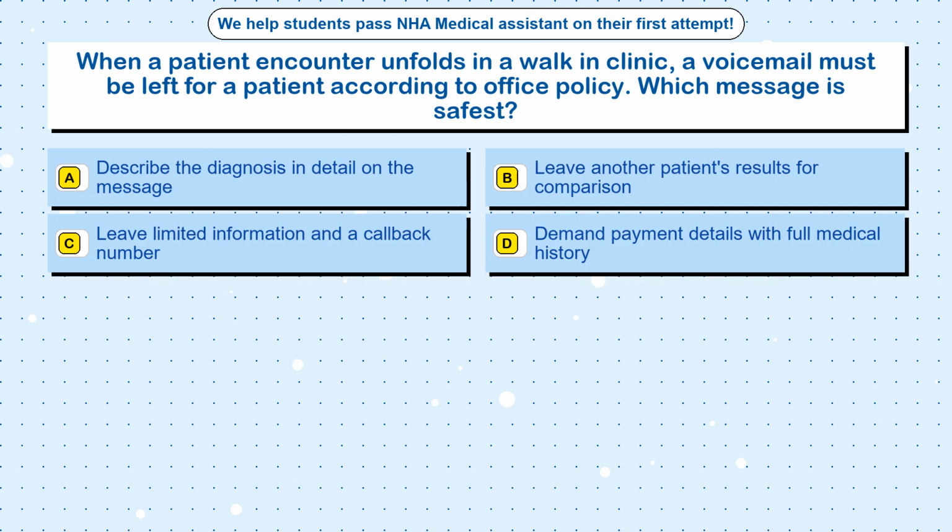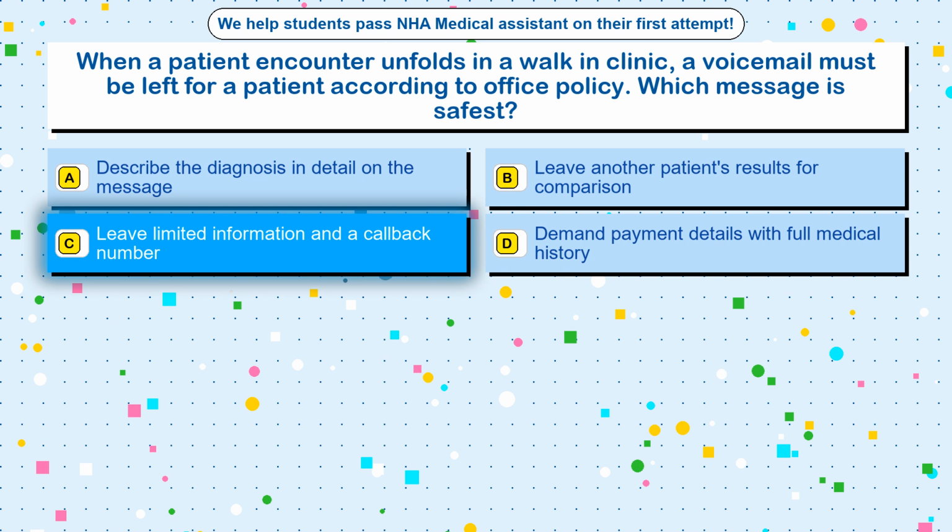Question 39. When a patient encounter unfolds in a walk-in clinic, a voicemail must be left for a patient according to office policy. Which message is safest? Option A. Describe the diagnosis in detail on the message. Option B. Leave another patient's results for comparison. Option C. Leave limited information and a callback number. Option D. Demand payment details with full medical history. The correct answer is option C.